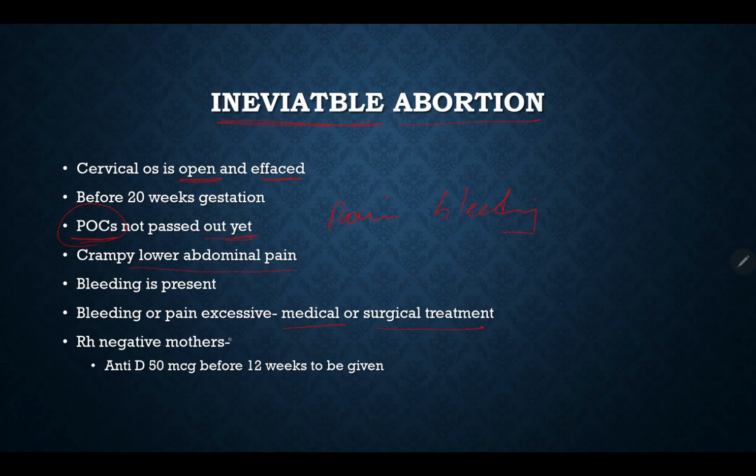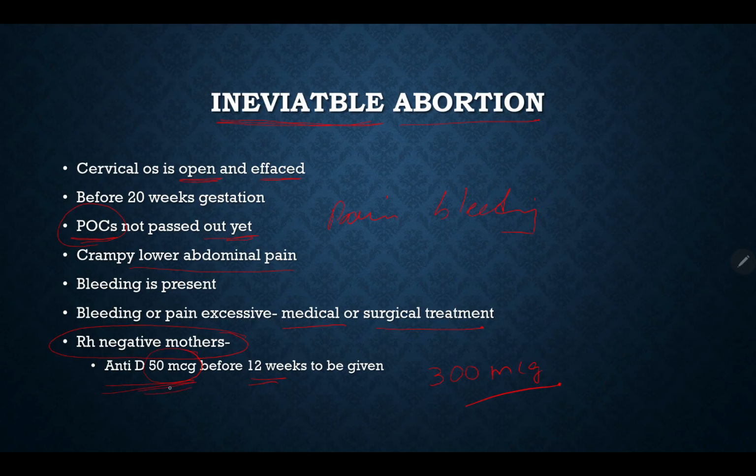More important thing, you encounter an Rh negative mother with inevitable abortion, anti-D of 50 microgram is to be given before 12 weeks. If suppose you do not have a 50 microgram dose available with you, you can also give the usual 300 microgram dose to women before 12 weeks. After 12 weeks, you have to give the full dose, but before 12 weeks, it is 50 microgram.